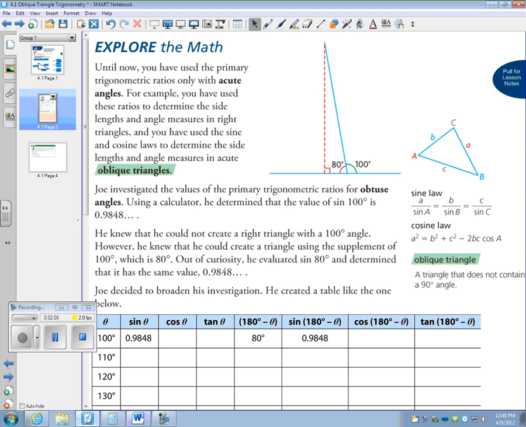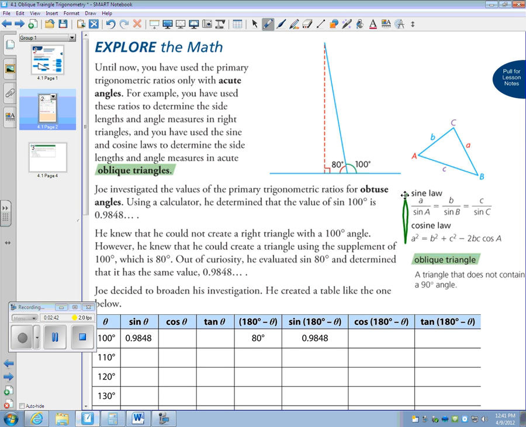Okay, so we're going back to here. Until now, we've used the primary trig ratios with acute angles, so angles that are less than 90 degrees. For example, you use these ratios to determine side lengths and angle measures in right triangles. And you've used the sine and cosine laws to determine the side lengths and angles in acute oblique triangles. Oblique means that there's no 90 degrees; it's any triangle that isn't a right triangle. So that's what we did in chapter 3, using the sine and cosine law.